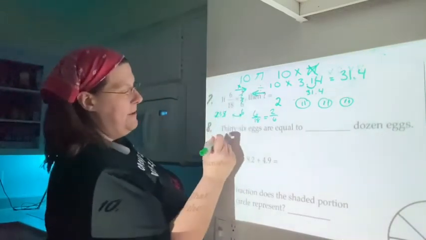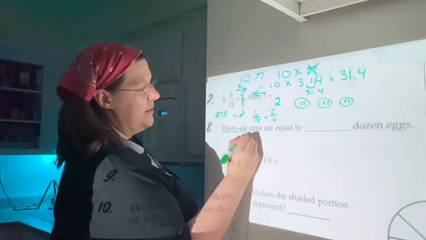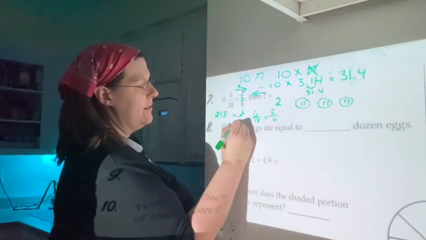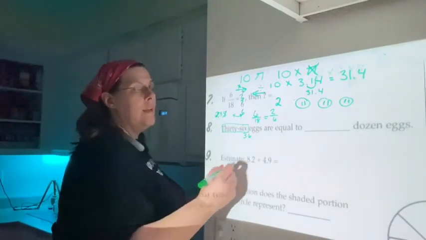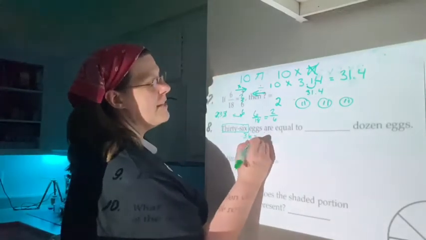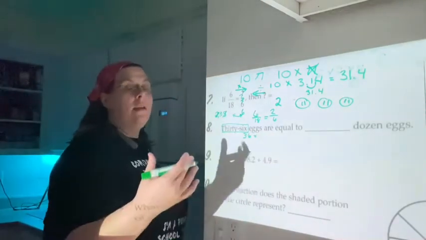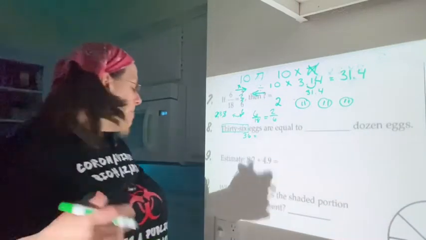36 eggs are equal to how many dozens? Okay, all right. So the first thing we need to know is how many eggs are there? So we have a total of 36 eggs. They're going to equal how many dozen? So how many are in a dozen?